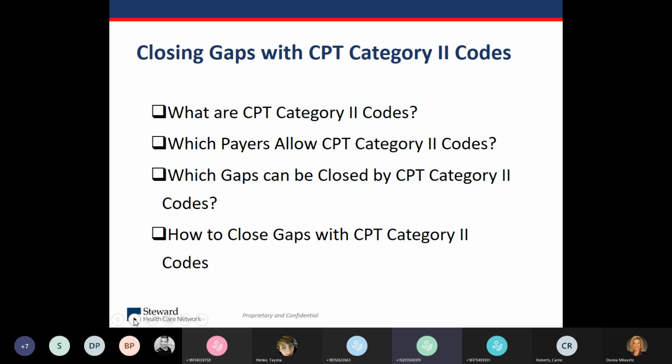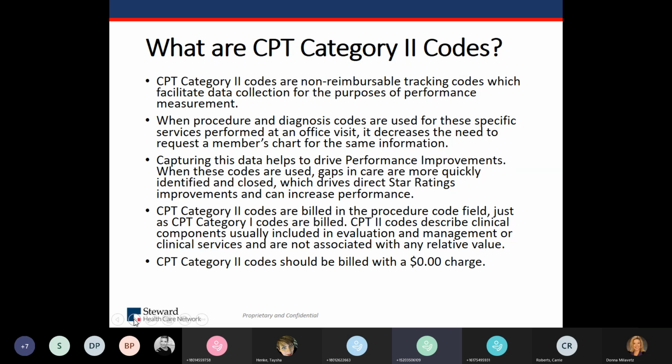Next slide, please. So what are CPT II codes? Basically, it is a quality reporting coding set that is produced by the American Medical Association, who also owns CPT I category coding, which the coding community as well as their providers are aware. That's how you get paid.